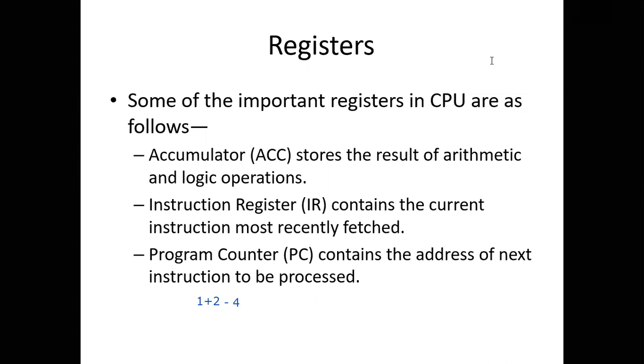Now, the computer will handle one operation at a time. So the first instruction to be fetched will be this addition instruction. It will be gotten and put in the instruction register. Then the program counter will keep track of the next instruction. Where is the next instruction located? The address in memory where this instruction is going to be. In a short while, we'll talk about memory as well. So I just came up with this example to explain the instruction register and the program counter.